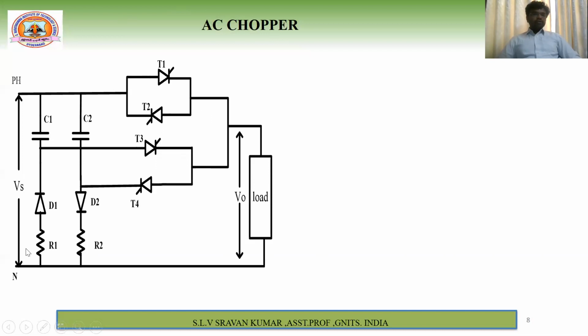But nobody will use this nowadays because the AC voltage controller requires only 2 SCRs. But here, how many SCRs are required? 4 SCRs and a commutation circuit. That is a disadvantage, right?